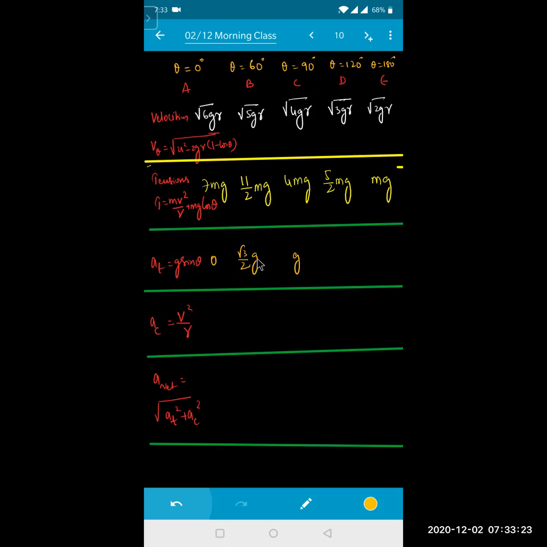Then cos 120, sin 120 is equal to root 3 by 2, so this becomes root 3 g divided by 2. Then sin 180 is 0. So this will be the tangential acceleration at each angle.